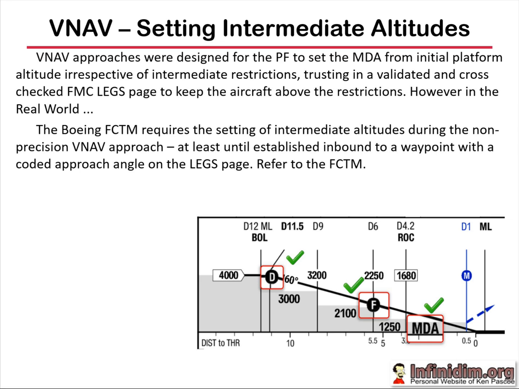All of that said, there is scope in the FCTM to stop setting these intermediate altitudes after the IAF once you're established in VNAV path and inbound to a fix on your legs page, after which there is a coded validated glide path angle. So after the IAF, you could technically stop setting altitude MCP restrictions as long as there is a glide path angle on your legs page after the last MCP altitude setting waypoint.